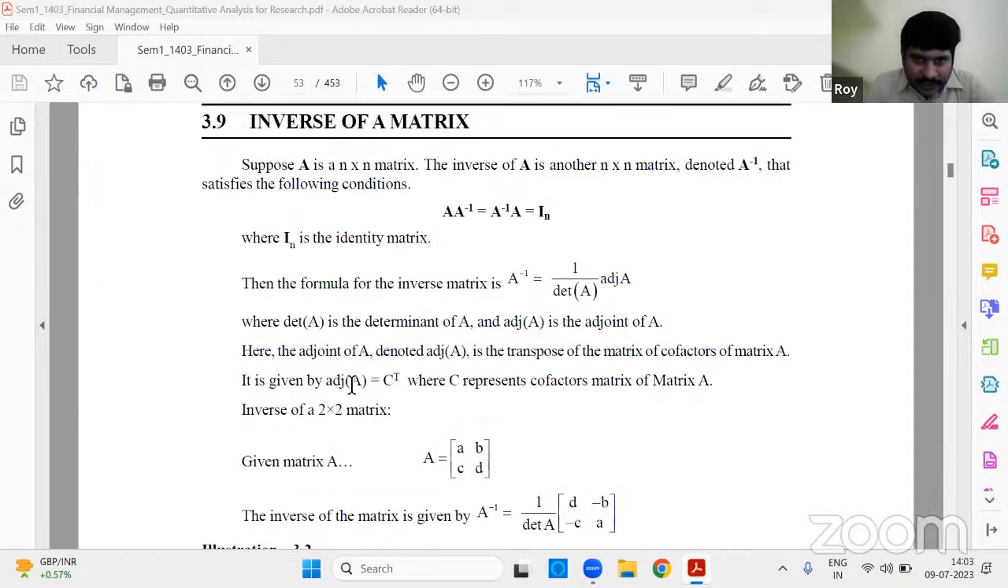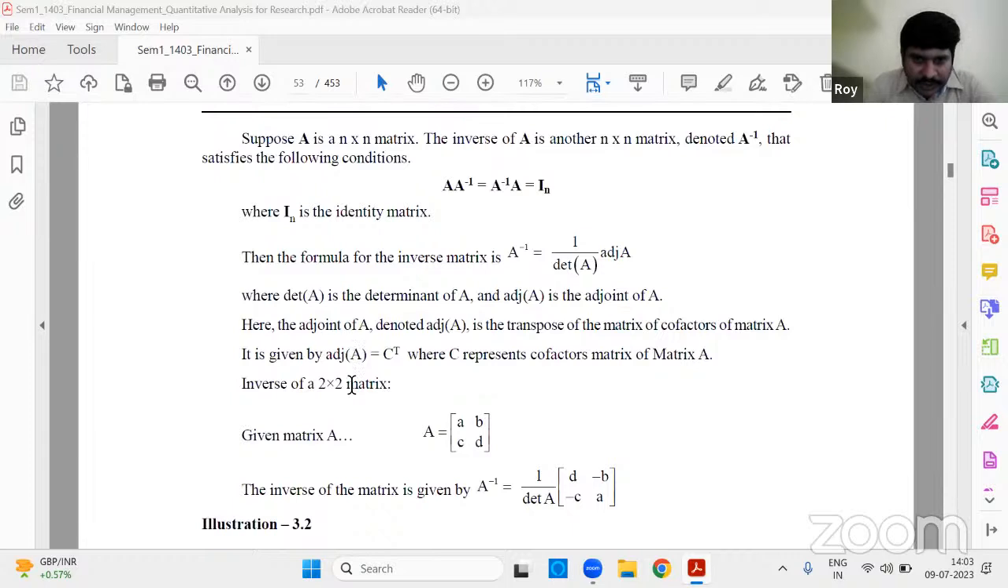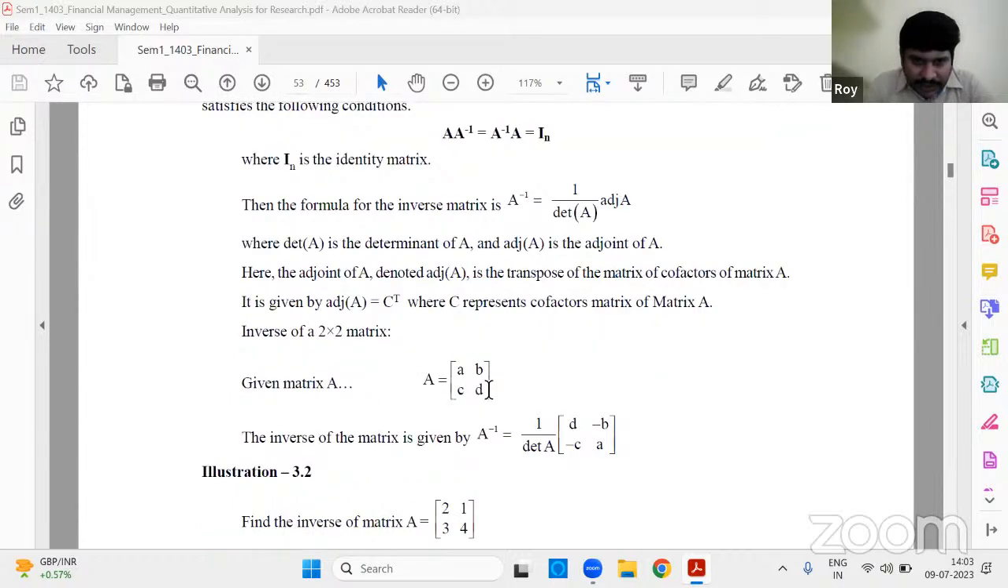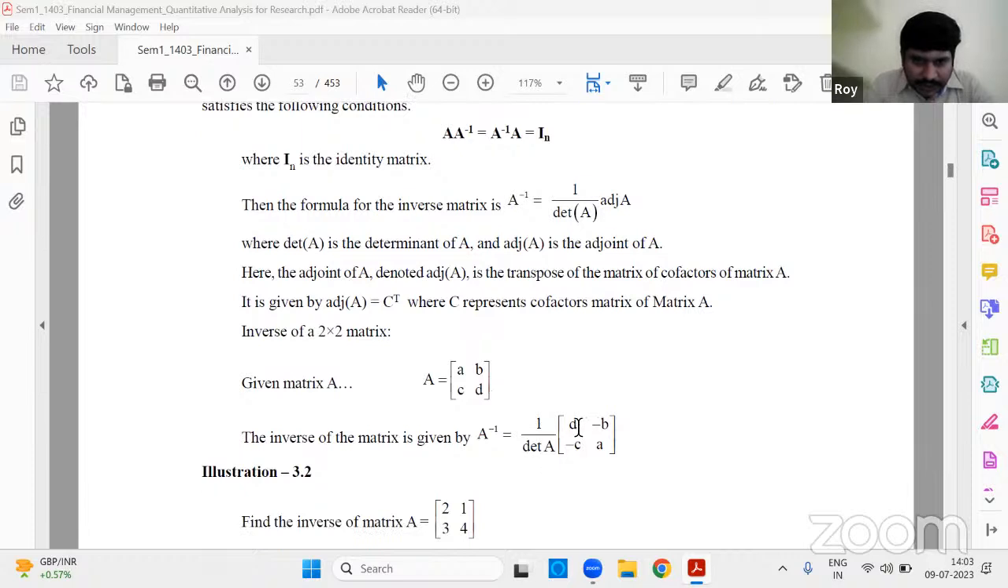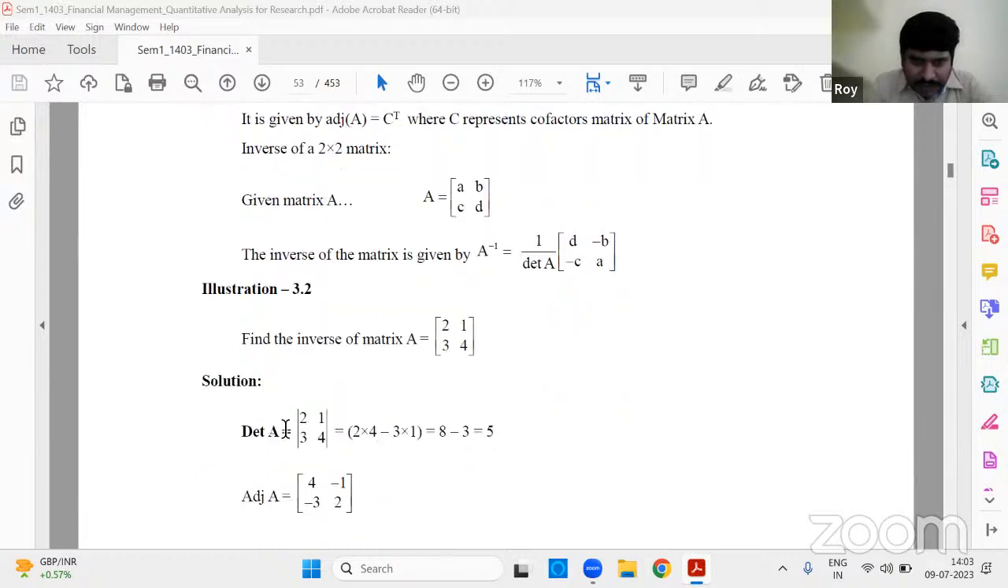Inverse of a matrix. What is the inverse of a matrix? This is also simple. Let us say A is there. A power minus 1 is equal to 1 by determinant of A into D, minus B, minus C, A. How will we do it? See this, the diagonal will change. D will come here, A will come down, and both the others become negative. Simple.